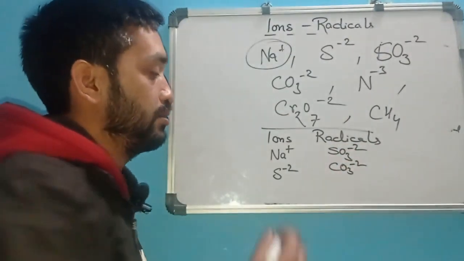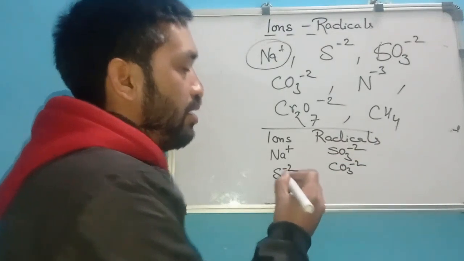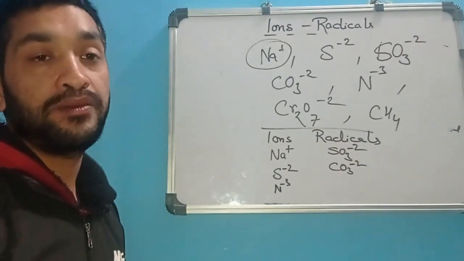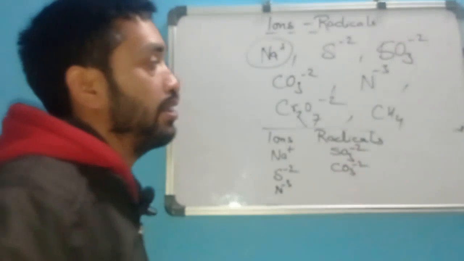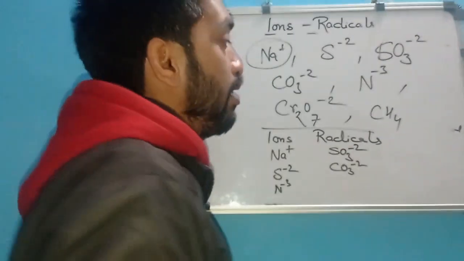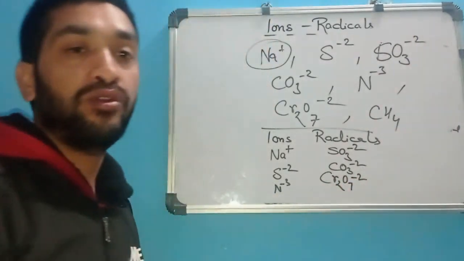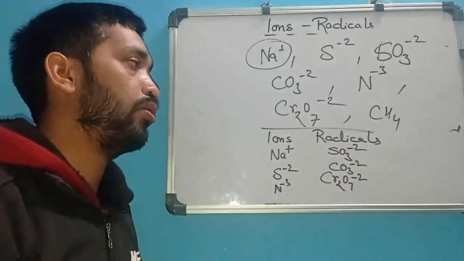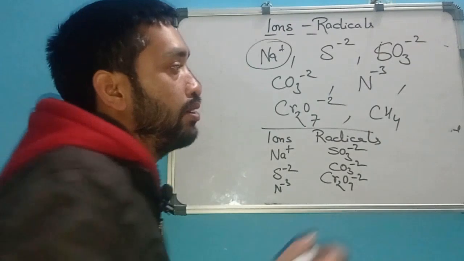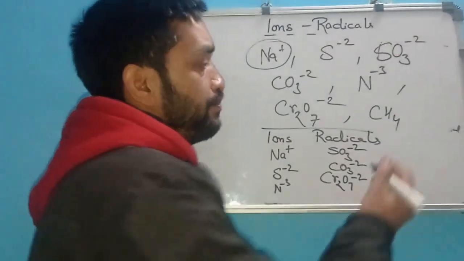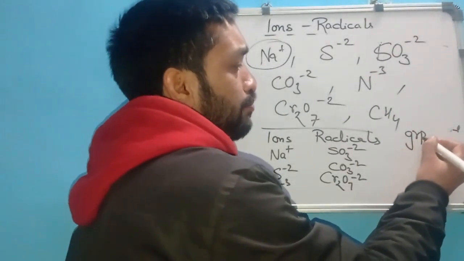Nitrogen 3 negative charge, single, that is why an ion. Cr2O7 2 negative, definitely a radical. This is called dichromate ion. CH4, a radical? The answer is no. CH4 is not a radical. Why? It is a group of atoms.